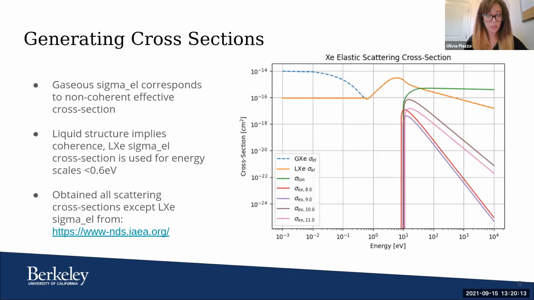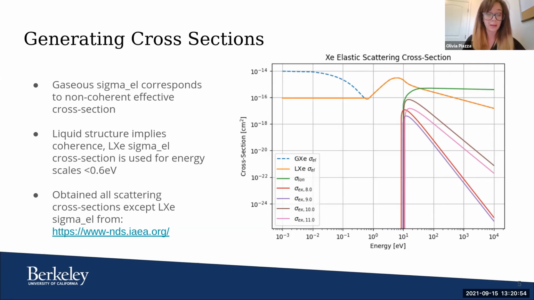These cross-sections shown were generated using data supplied by the Nuclear Data Service Group. These cross-sections consist of elastic collisions, excitations for different orbital interactions, and ionizations. I also generated the liquid elastic cross-section in orange using a structure factor, which I'll talk about next, and the gaseous elastic cross-section from the Nuclear Data Service Group, which is the dotted blue line. At energies above approximately 0.5 electron volt, the liquid xenon effective elastic cross-section and the gaseous xenon elastic cross-section are equal.